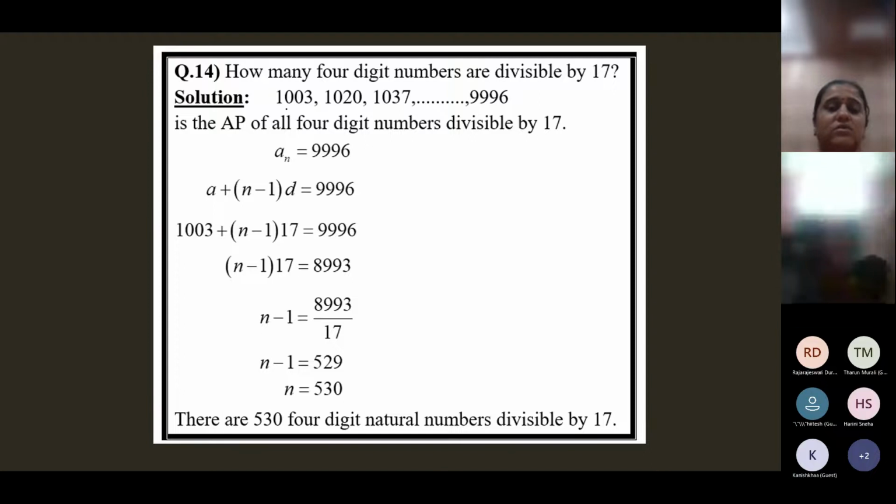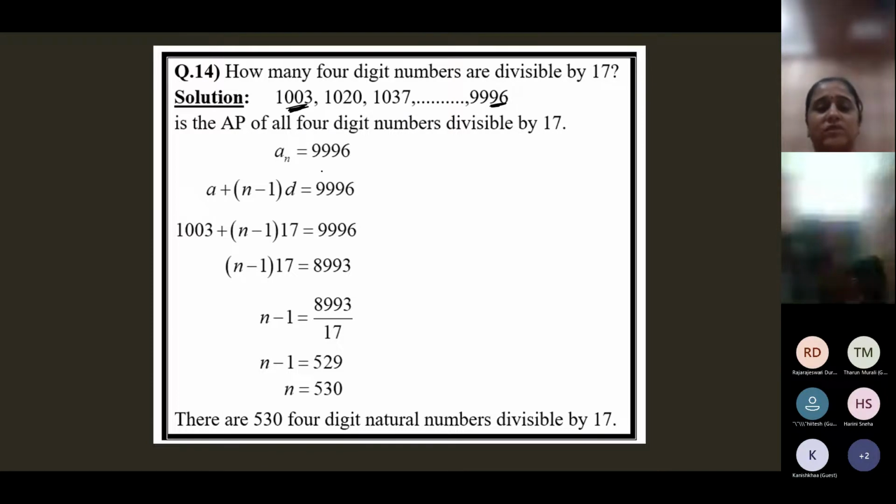See here. This is the first 4-digit number divisible by 17. We'll see how to find that number. This is the last 4-digit number divisible by 17. So this is the AP of all 4-digit numbers divisible by 17.